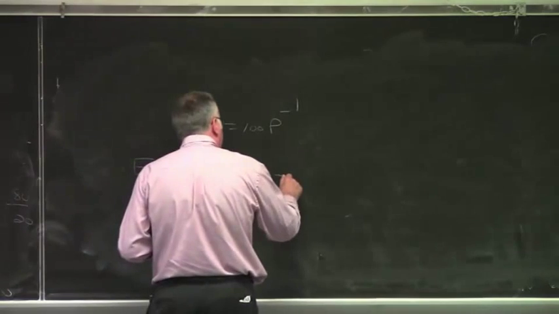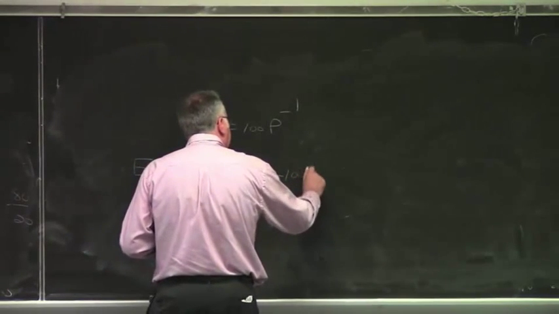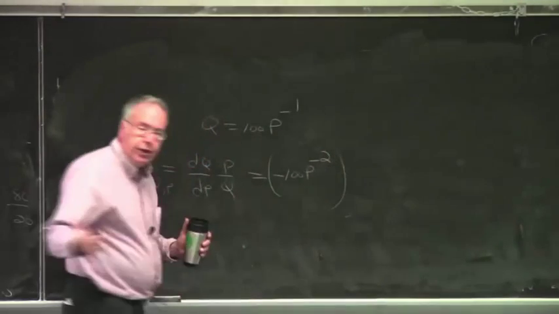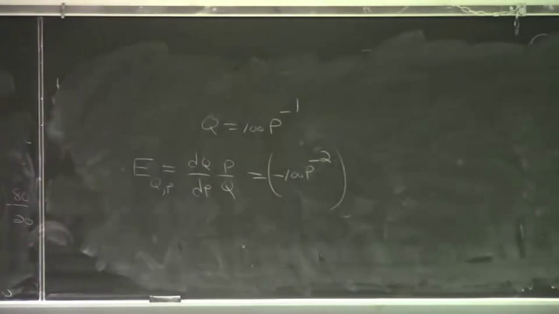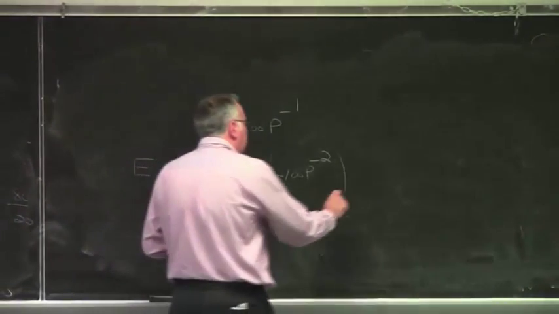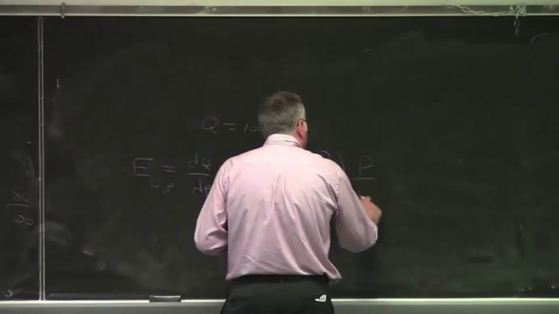Exactly. It's negative 100 times P to the minus 2. Or it's, as you said, Jay, negative 100 divided by P squared. Okay, that's dQ/dP. So then what do we have to do with that dQ/dP? Exactly. Multiply it by P over Q, and then we'll have the elasticity. Multiply it by P over Q.